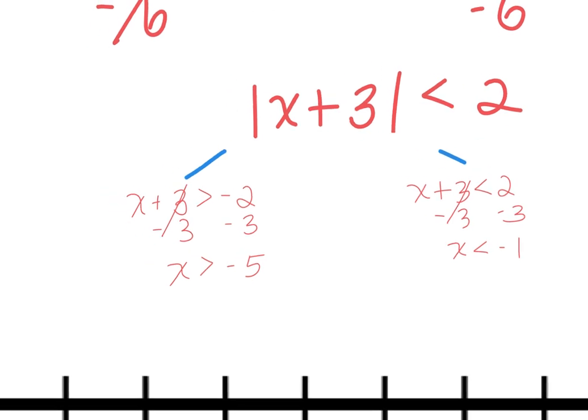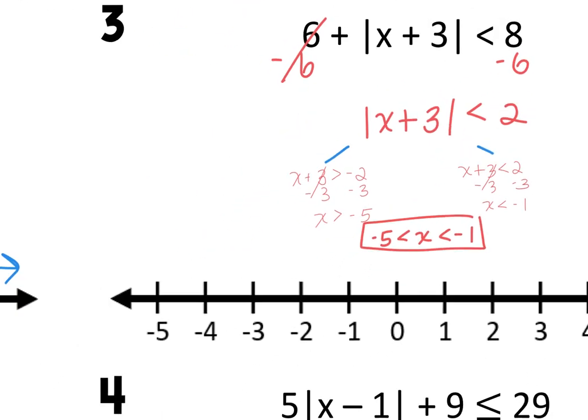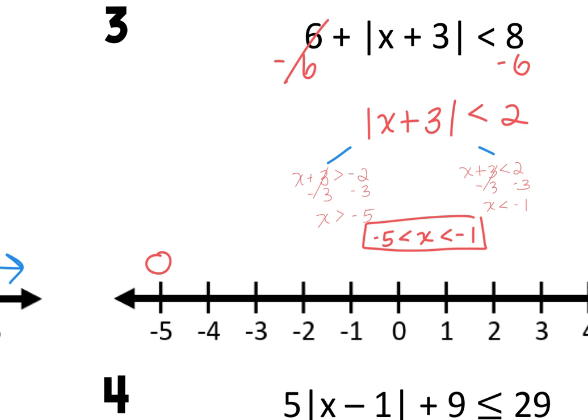But when you go to write this solution, again, because it's an and, we're not going to write and in between. We're going to turn this around because if x is greater than negative 5 is my minimum, then negative 5 is going to be less than x, but then x is less than negative 1. So then there's my final answer, because x is between negative 5 and negative 1. Both open circles.